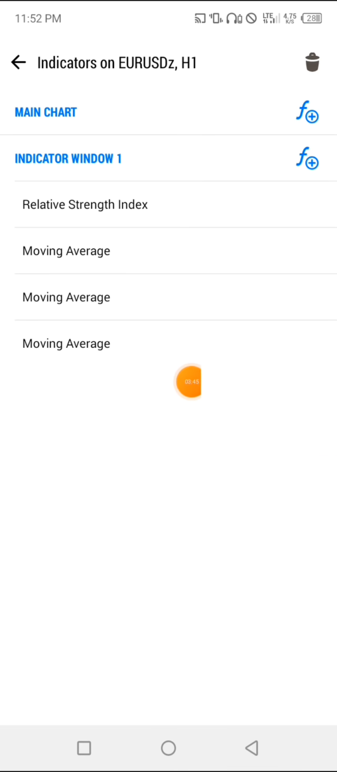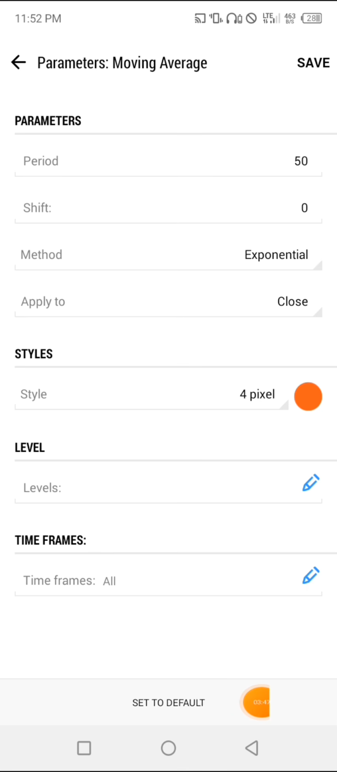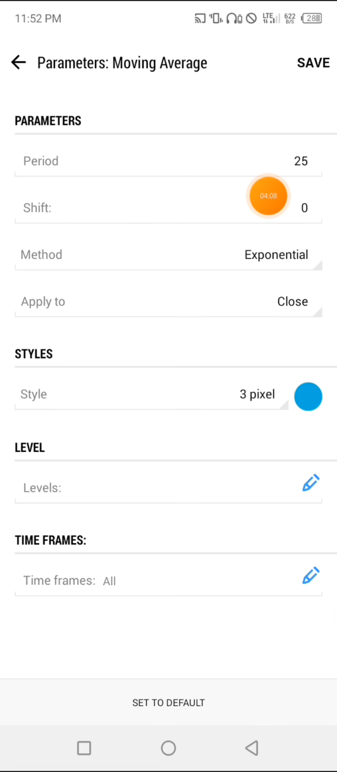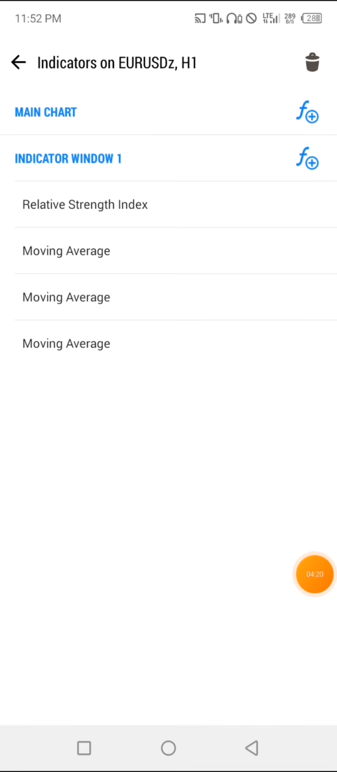The next indicator is going to be the second moving average. On the second moving average, you're going to use period 50, shift 0, exponential, apply to close, then your pixel is 4 pixel, then use color red. Once you have all of this figured out, you click on save. Then the third and final indicator we're going to be using is the moving average with the period of 25, the shift 0, method is exponential, apply to close, style is 3 pixel, use this color. Once you have everything figured out, you click save.